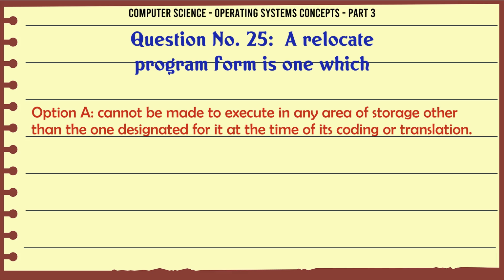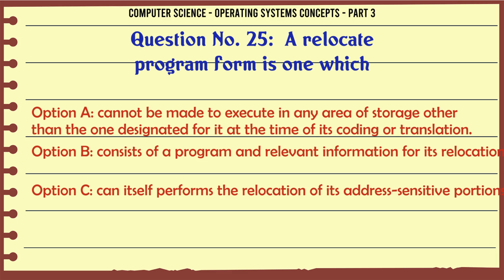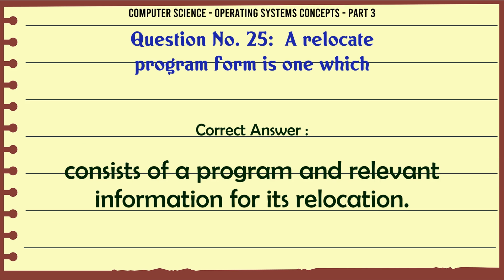A relocatable program form is one which: A. cannot be made to execute in any area of storage other than the one designated for it at the time of its coding or translation. B. consists of a program and relevant information for its relocation. C. can itself perform the relocation of its address-sensitive portions. D. All of the above. The correct answer is consists of a program and relevant information for its relocation.